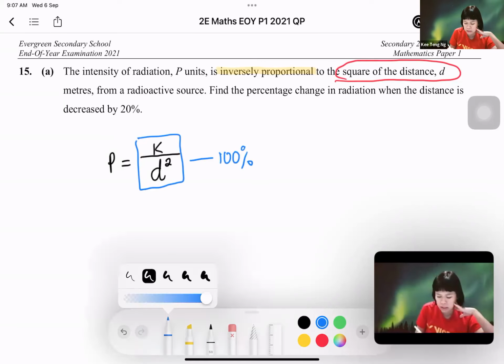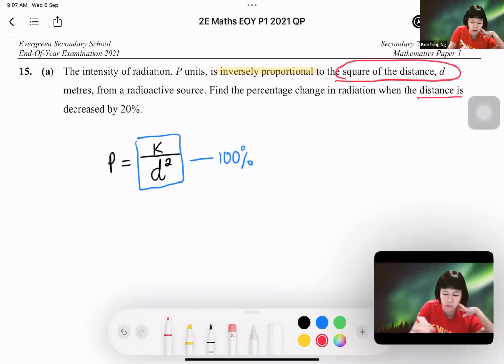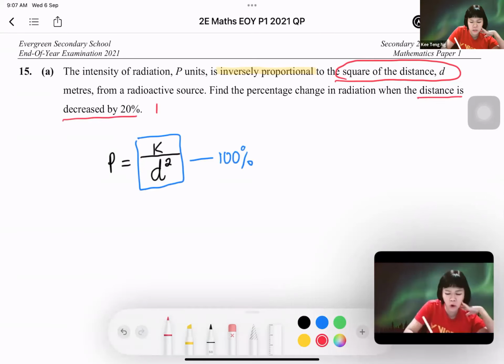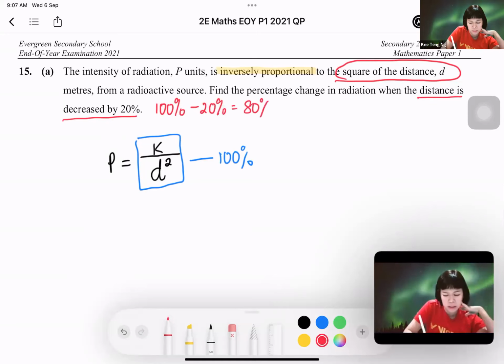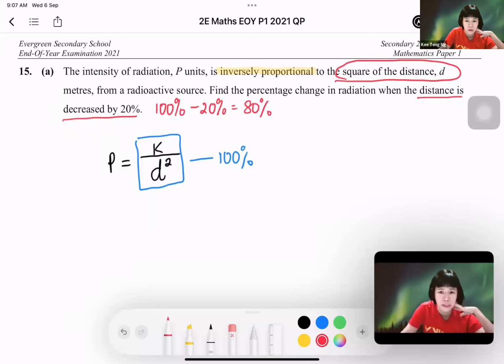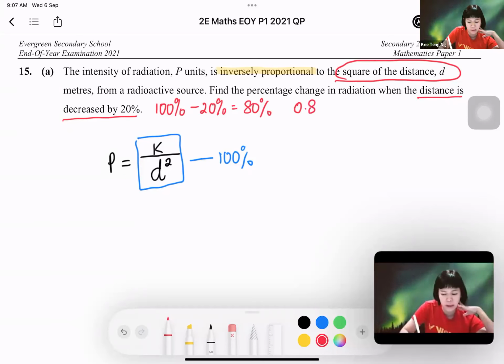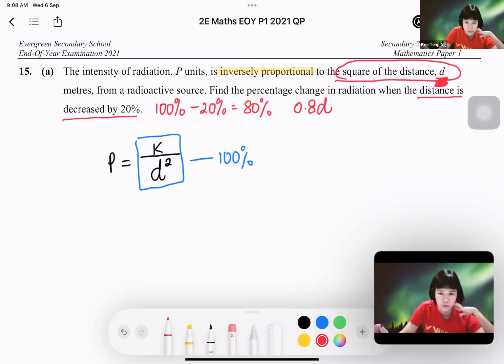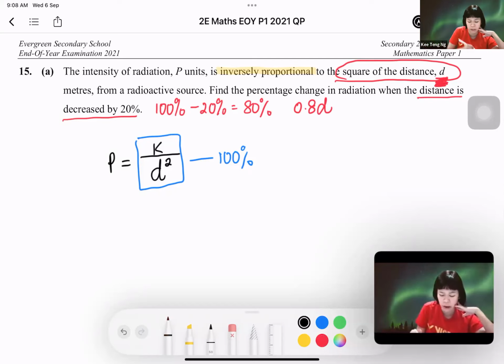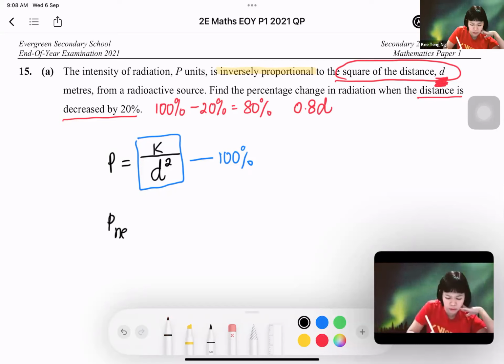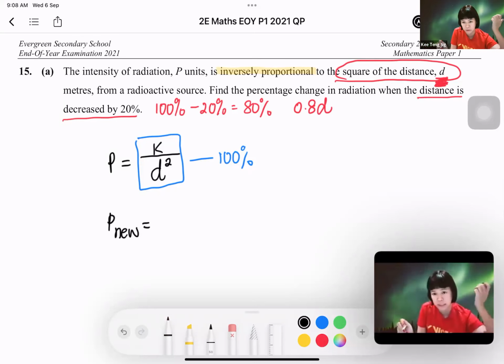Okay, now they say that the distance, so what happened to the D, right? Decreased by 20%. So originally is 100%, I decreased by 20%, I'm left with 80%. But remember, we want to find 80% as a value itself, not a percentage. So 80% changed to decimal form will be 0.8 of D, our original value. So the D changed to a new value, 0.8 of D. Okay, so now we are going to plug into our equation to find the new value for P, but it's going to be in terms of a percentage.